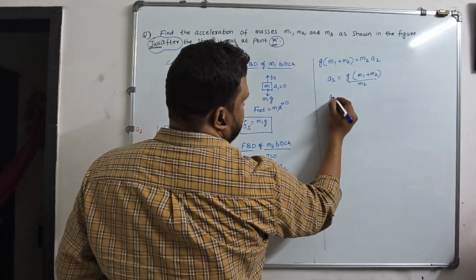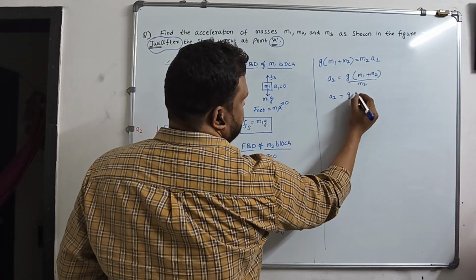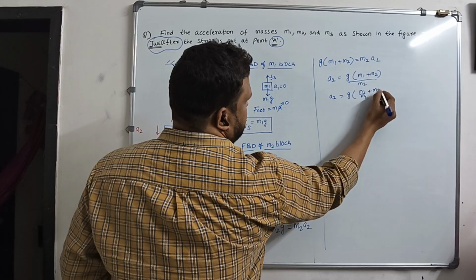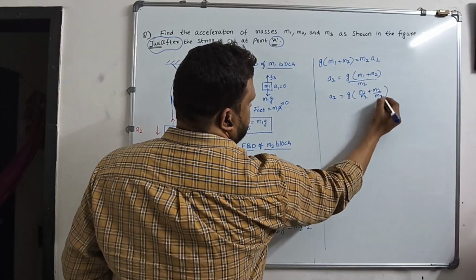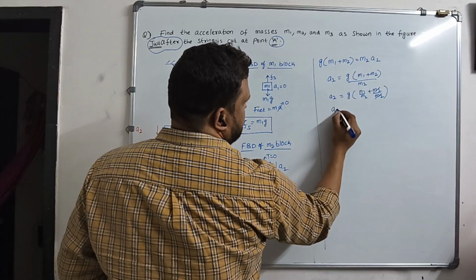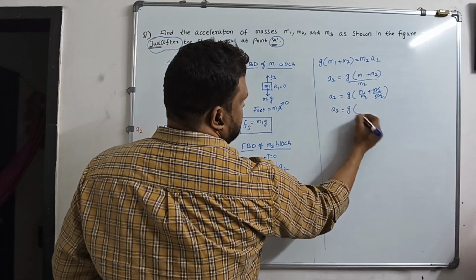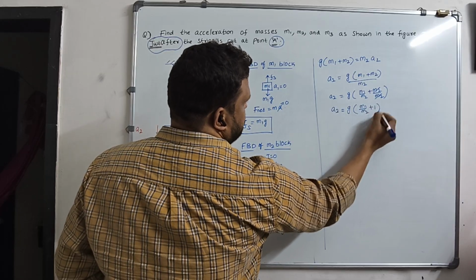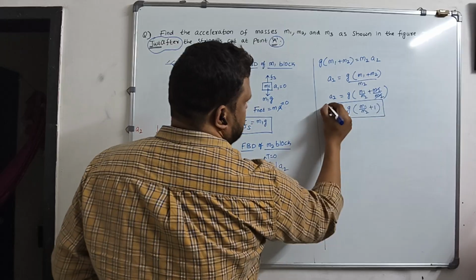Still you can simplify it further. g times (M1 by M2 plus M2 by M2). This M2 by M2 gets cancelled, so A2 equals g times (M1 by M2 plus 1). So this is your acceleration A2.